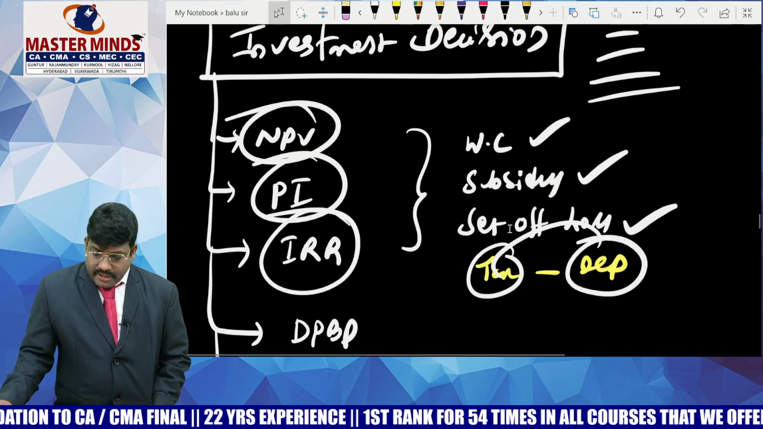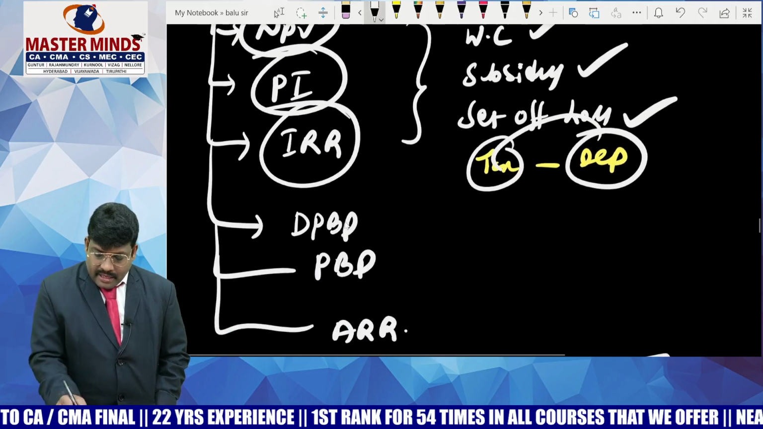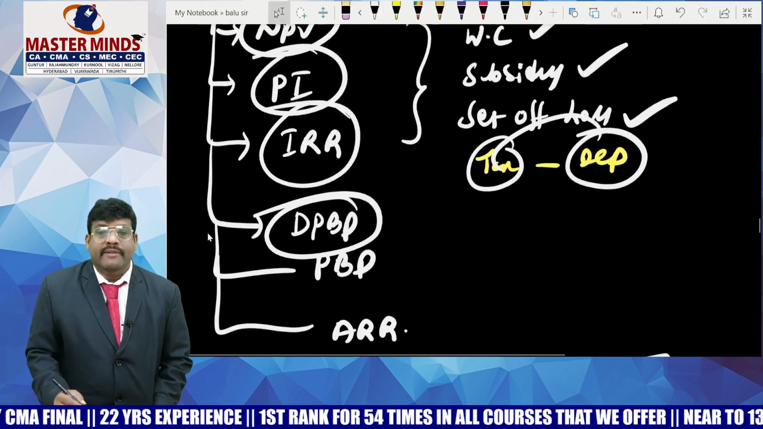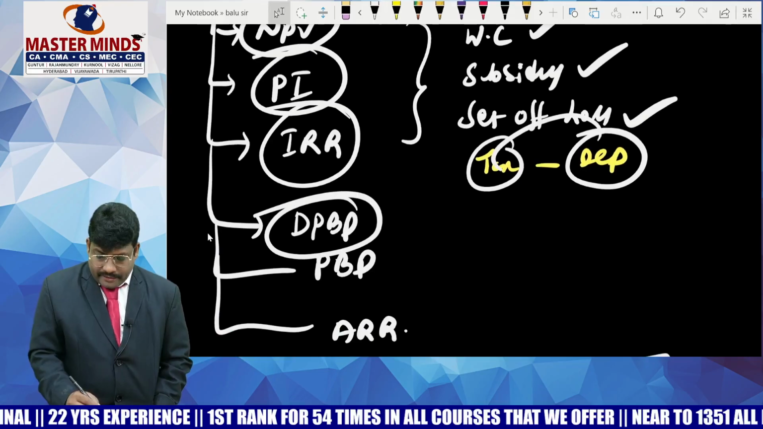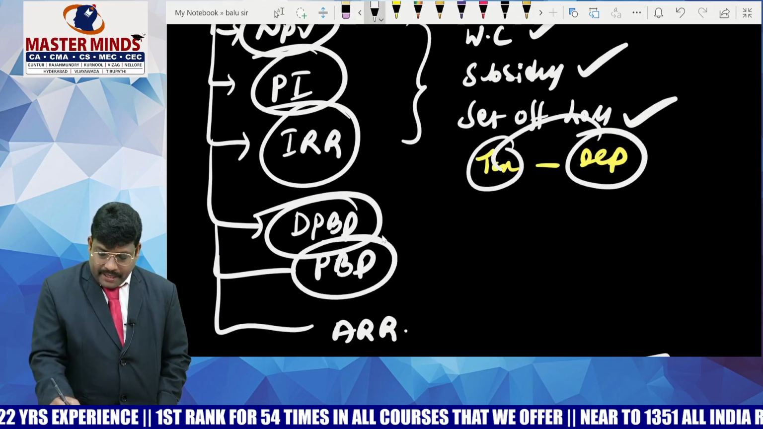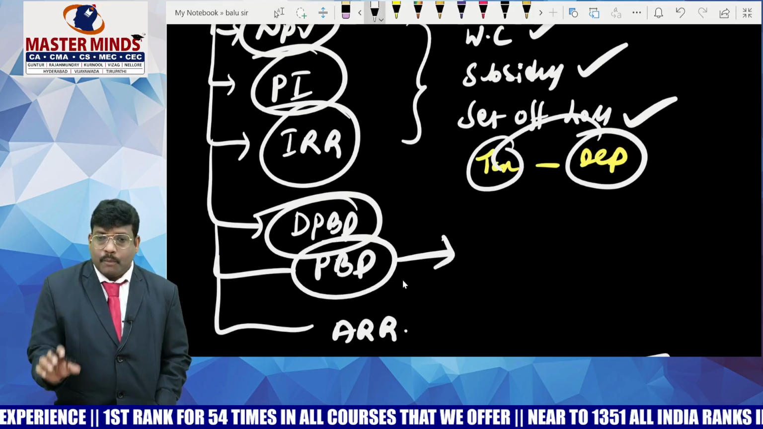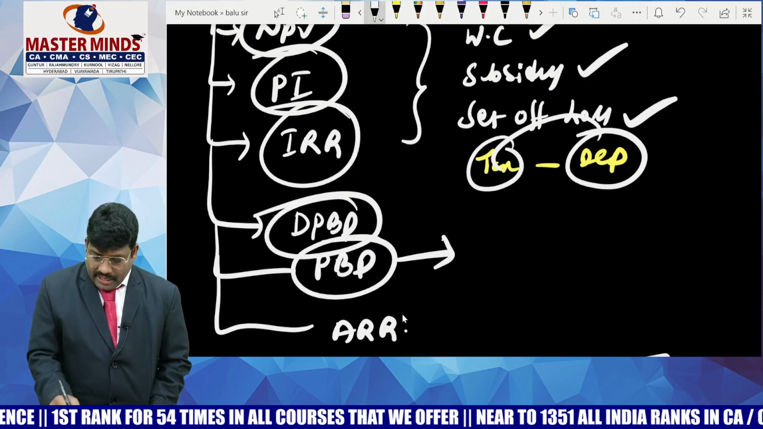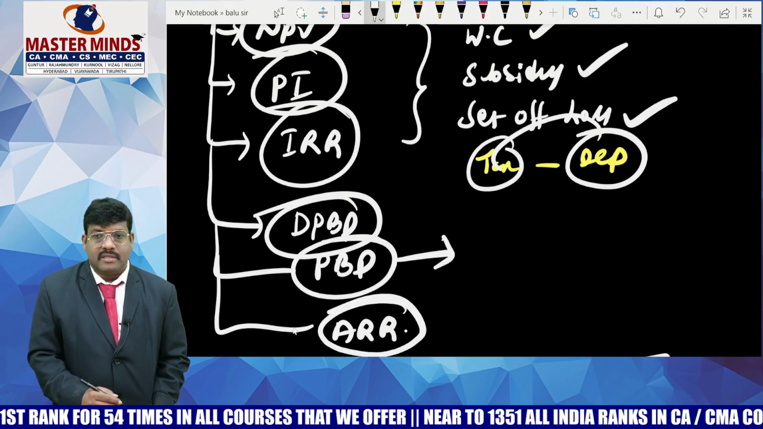And IRR, internal rate of return estimation, and another one is discounted payback period. Then payback period. Comparing to the payback period, the discounted model is a little bit more important. And finally, concentrate on ARR.